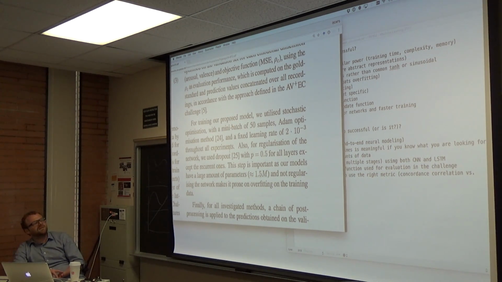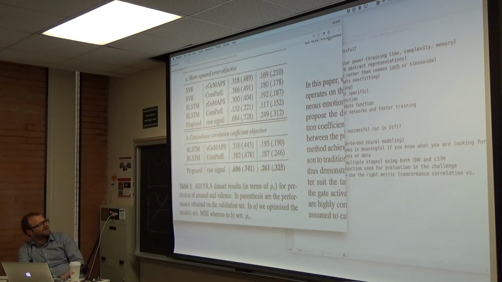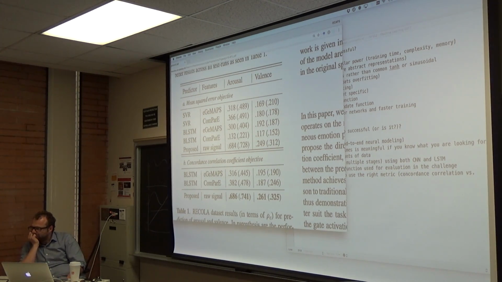Not valence necessarily. Oh, I'm sorry, not valence, arousal. Yeah, arousal. So arousal is not that difficult to get. We were able to get arousal when we were looking into angry versus happy. But valence is very hard to get.